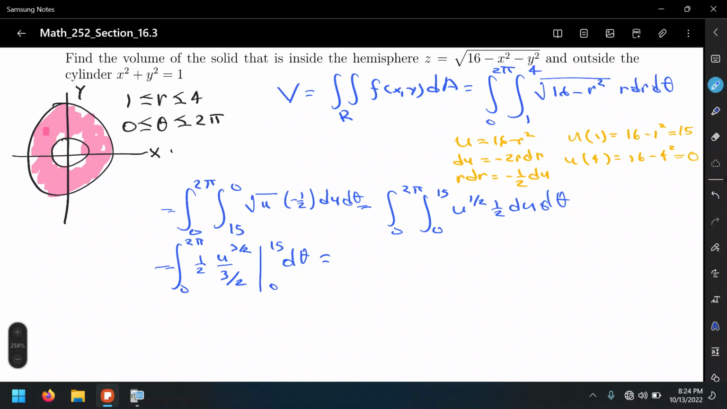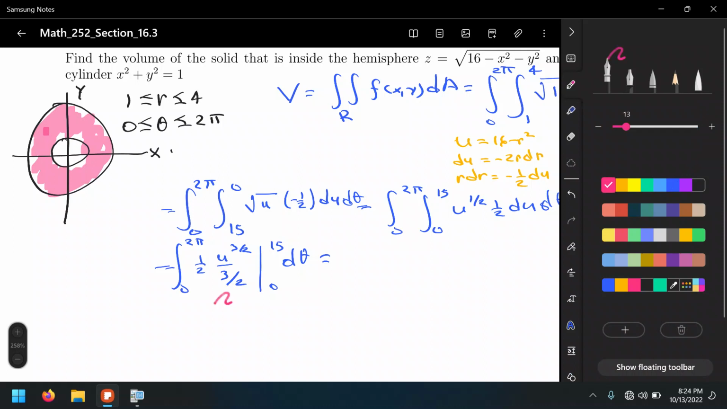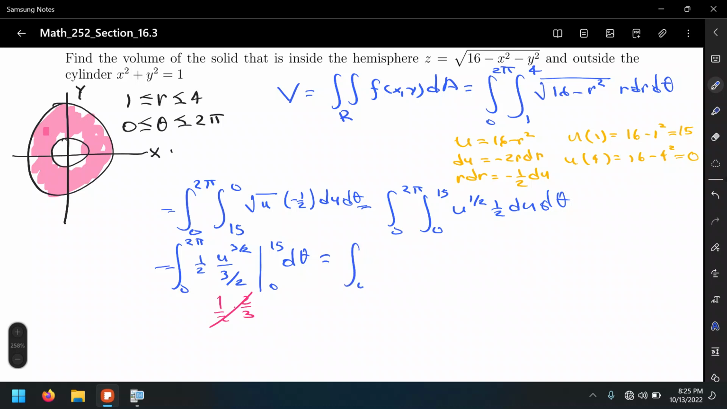But when we do that, check this out. Let me do this on the side. So this 1/2 multiplying by the reciprocal, which is 2/3, the 2's cancel, leaving us with only 1/3, right? So that's the integral from 0 to 2 pi, and I'm going to take that 1/3 outside, and that's 15 to the 3/2 minus 0 to the 3/2 d theta.